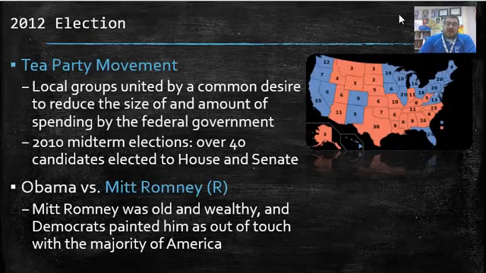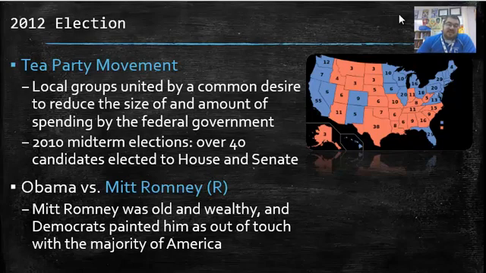In the 2012 election, a big influence was the Tea Party movement, because these local groups thought that our national debt was getting out of hand, and they're united by a common desire to reduce the size and amount of spending by the federal government. So this is a conservative movement happening within the Republican Party, and in the 2010 midterm elections, over 40 Tea Party candidates are elected to the House and Senate.